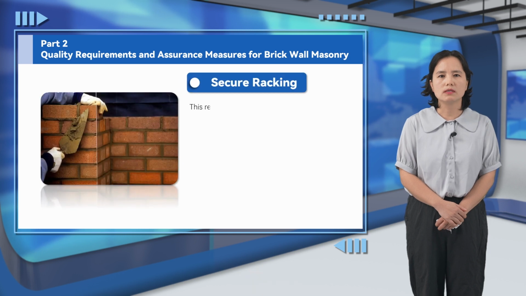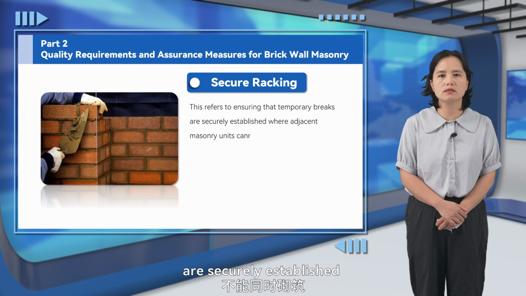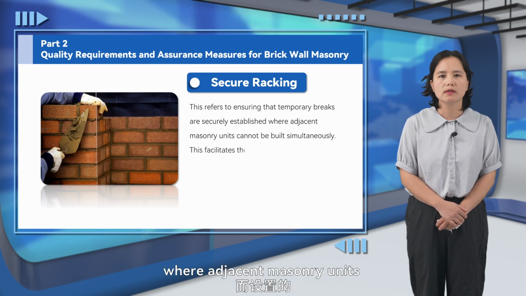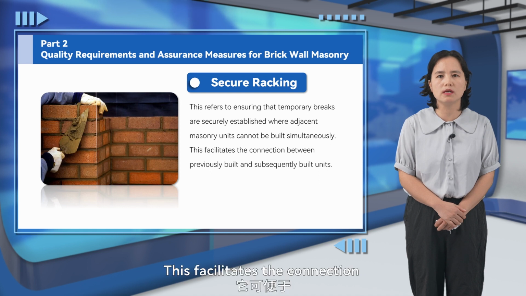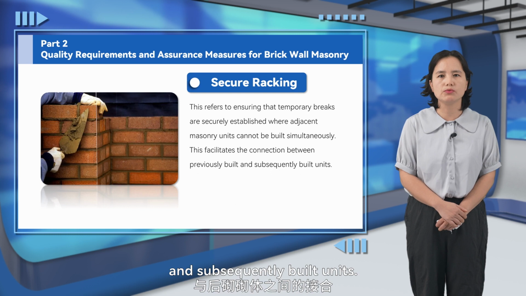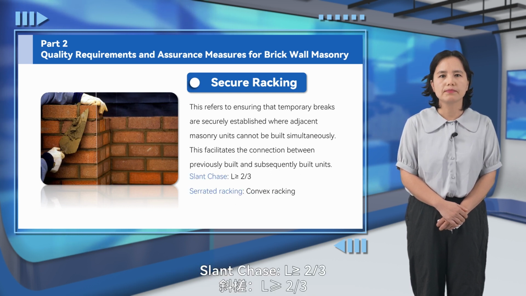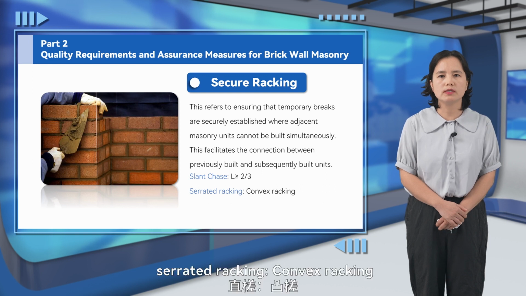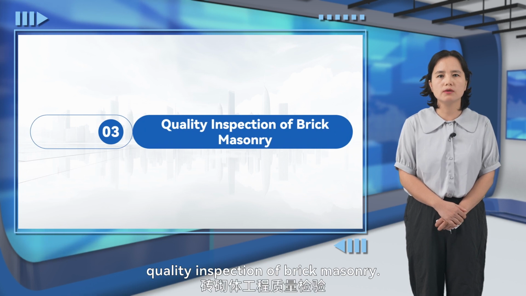Secure racking. This refers to ensuring that temporary breaks are securely established where adjacent masonry units cannot be built simultaneously. This facilitates the connection between previously built and subsequently built units. Slant chase, L greater than or equal to 2/3. Serrated racking, convex racking. Finally, let's proceed to the third part: quality inspection of brick masonry.